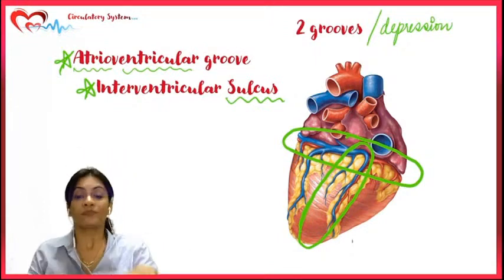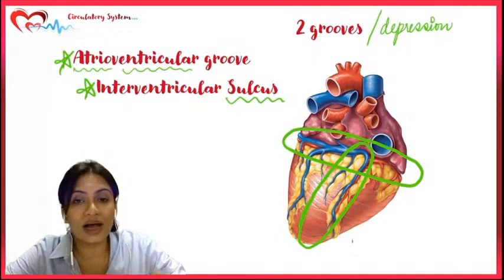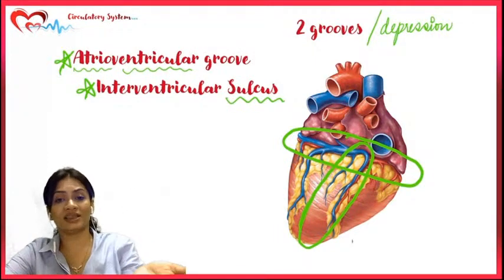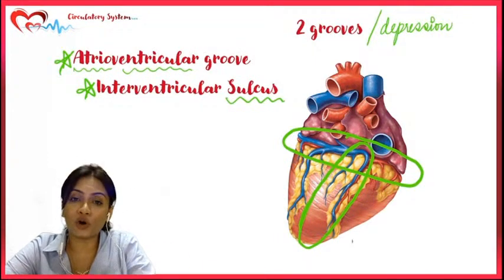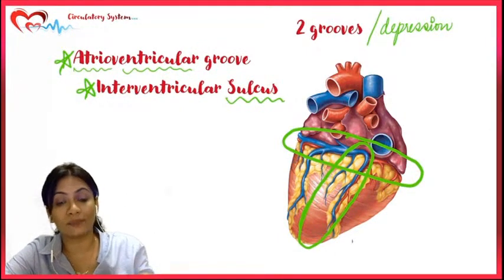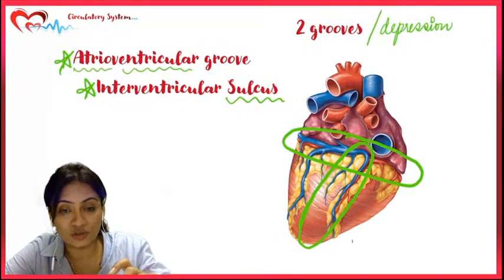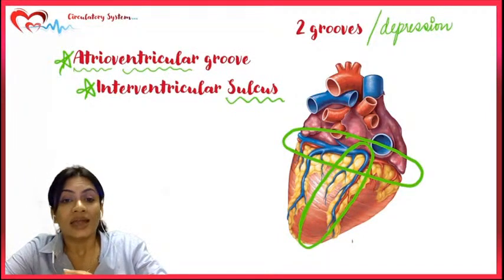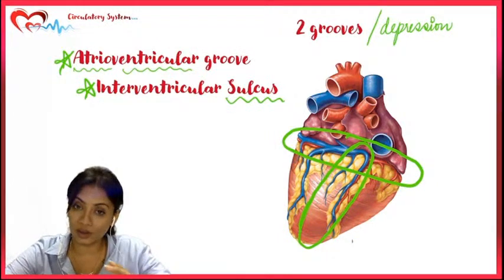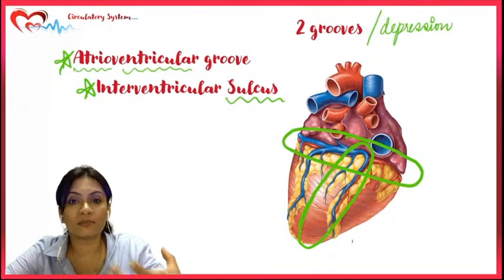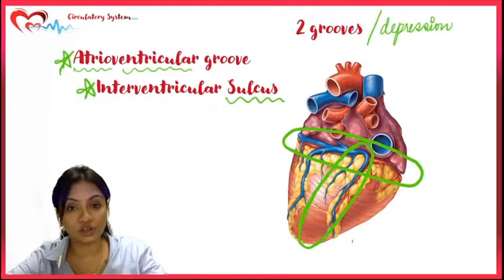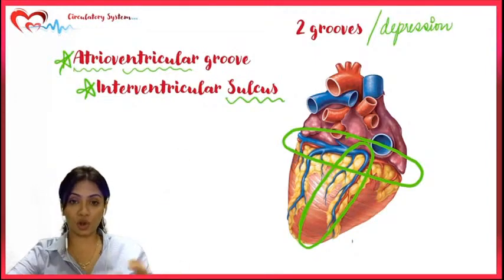Alright, now the basic point: why are there grooves present? Naturally, if there is a depression, it should be for allowing some sort of structure to settle inside it. So what exactly is that structure? Let us see. Now you all know that the heart, just like any other organ, is a muscular organ. We know that the heart's function is to supply blood to the whole body.